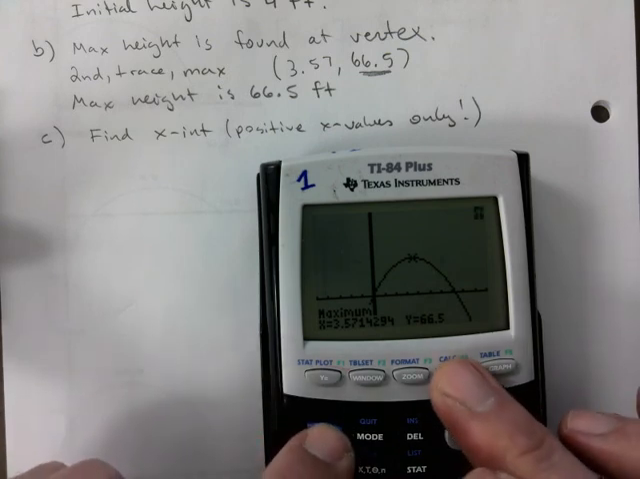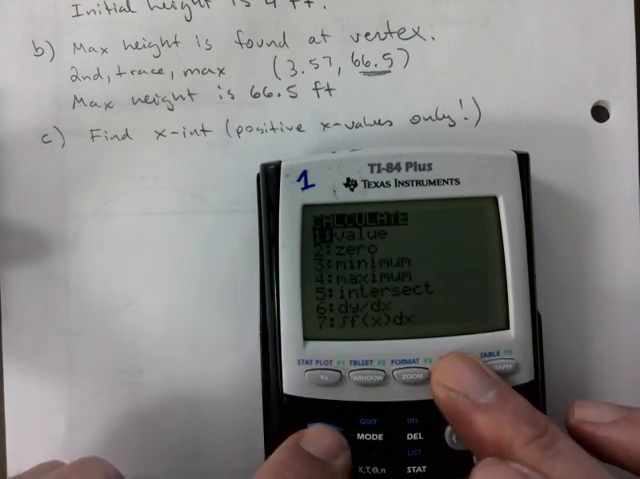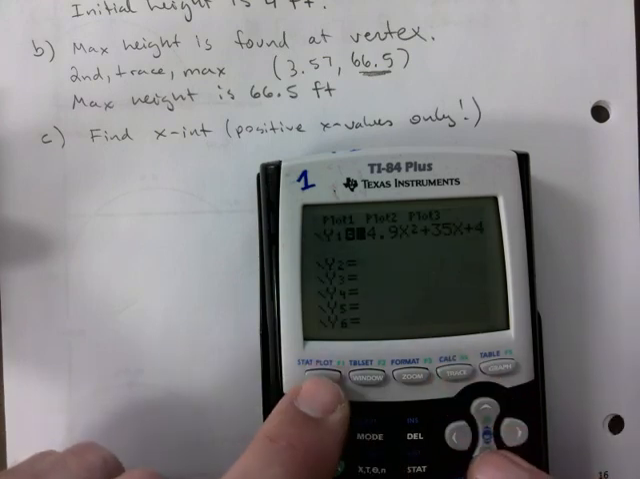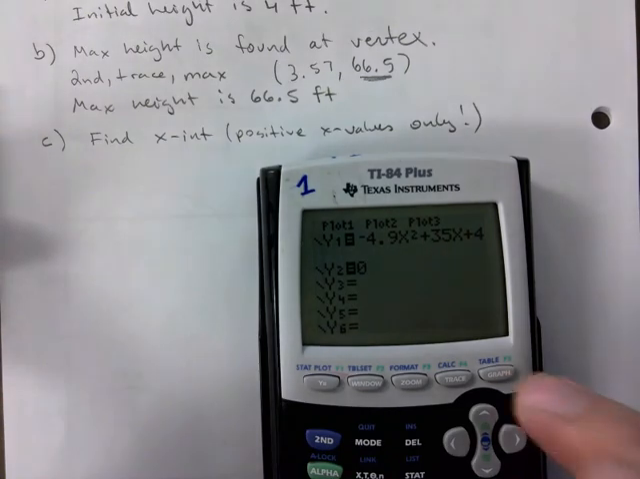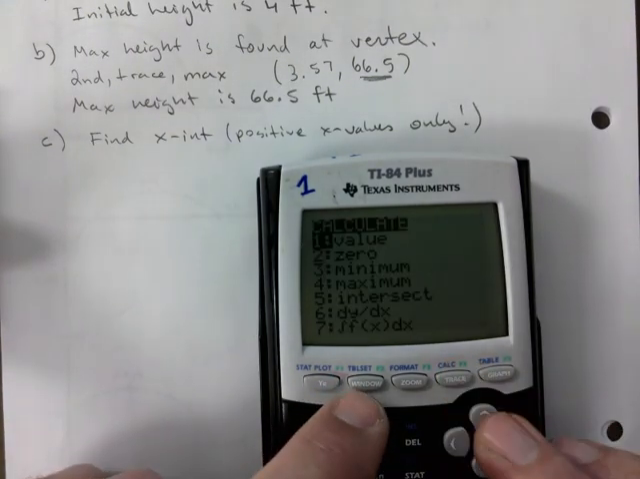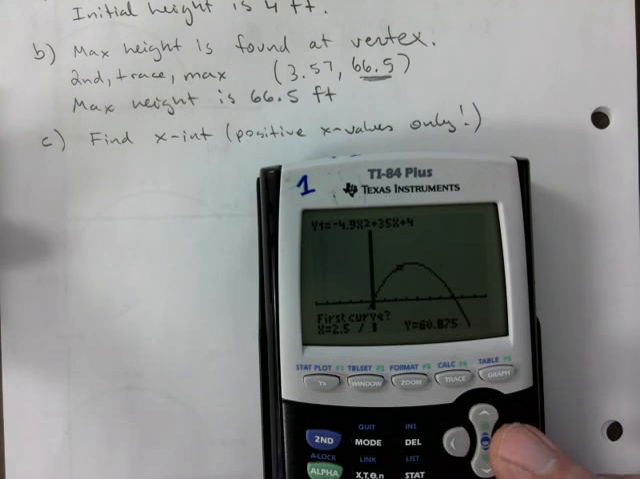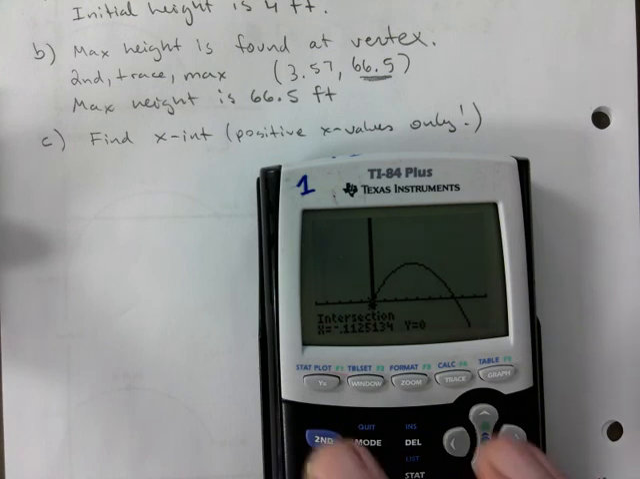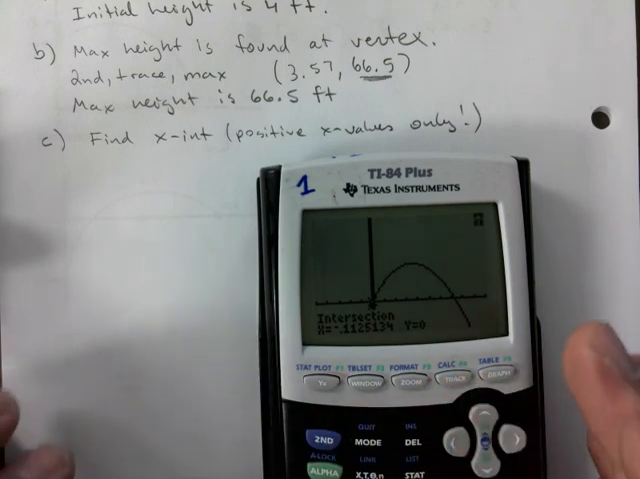So we go second, trace, no, sorry. What do I need to do first? Y2 is equal to 0, yeah. And let it graph, and then go second, trace 5. I need to go closer. Watch what happens if I just keep it here. Enter, enter, enter. You get a negative, right? It found this one. It's just slightly negative, but it is negative. I can't use that one.